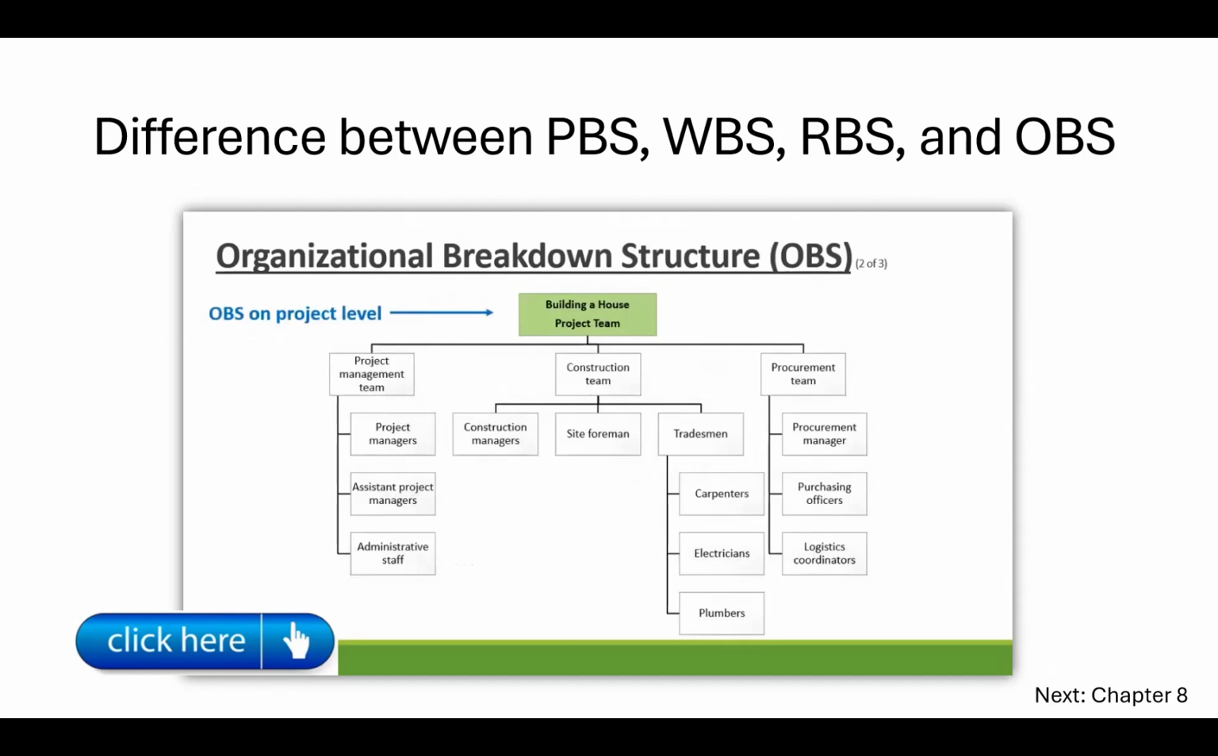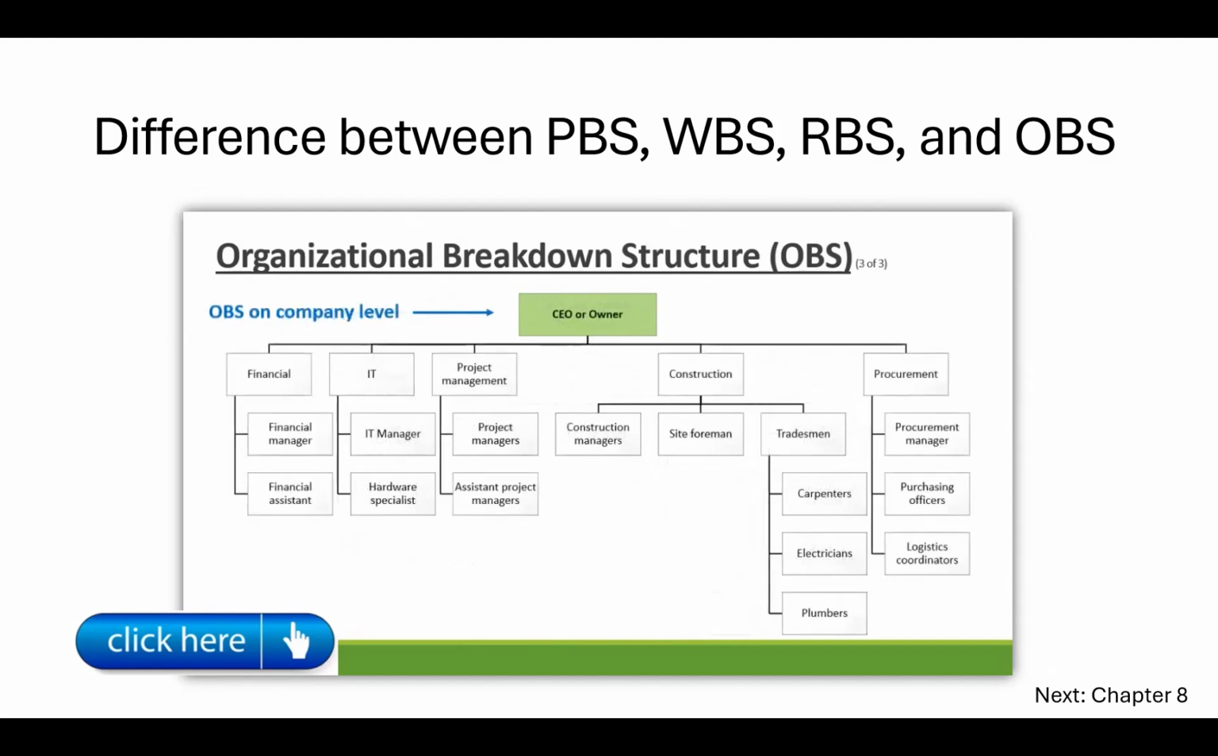First of all, your organizational breakdown structure on project level. We might have a project management team with a project manager and assistant project manager, construction team with a construction manager, site foreman, and tradesman, as well as a procurement team. Now, secondly, our organizational breakdown structure on a company level. We start off with our CEO or owner, and there can be a financial department, an IT department, project management department with project managers and assistant project managers, construction department with our different construction managers, site foremen and tradesmen, as well as a procurement department.